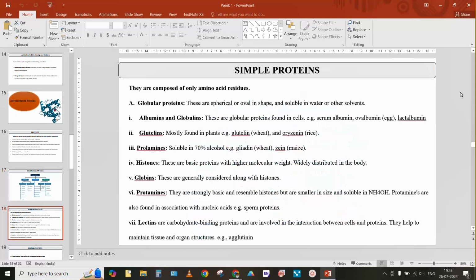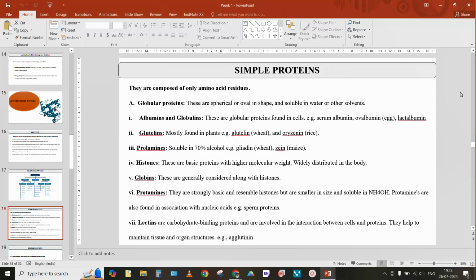Okay, so now we'll cover each and every example covered in the classification. First, simple proteins. Simple proteins are composed of only amino acid residues. The first type is globular proteins. These are spherical or oval in shape and mostly soluble in water or other solvents.